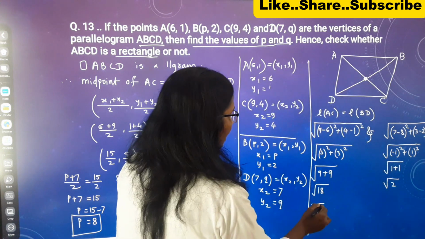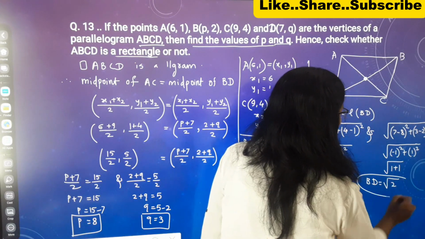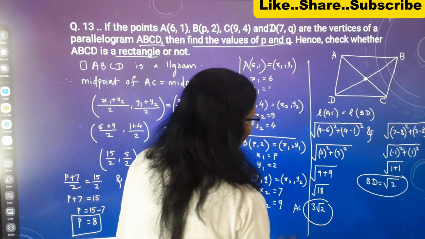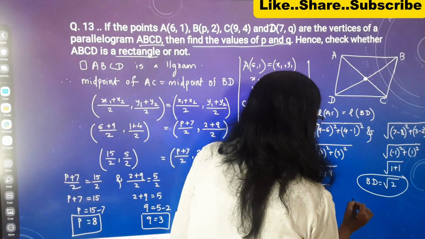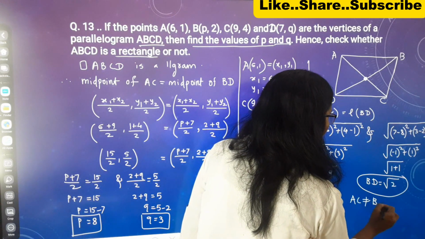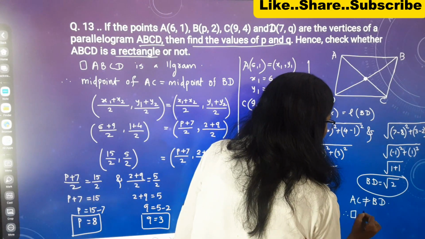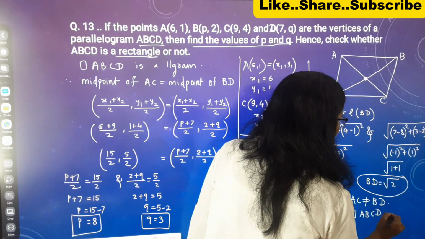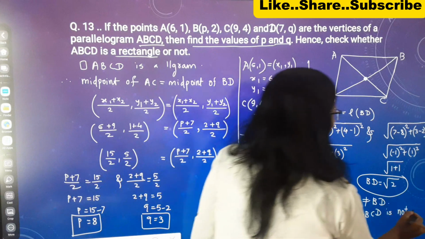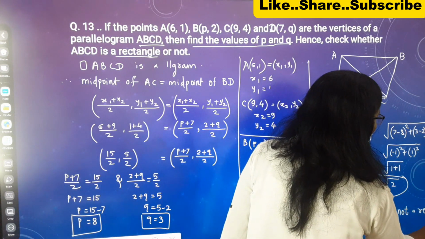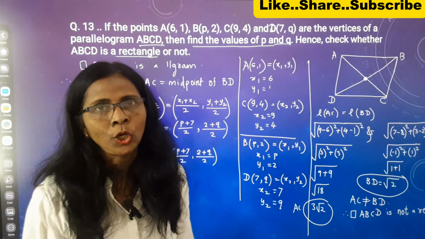So AC is equal to 3 root 2 and BD is equal to root 2. That means both the answers are different. So as AC is not equal to BD, therefore we can say that quadrilateral ABCD is not a rectangle. In such a way we can solve this example.